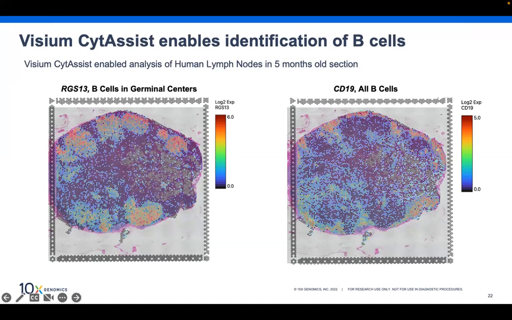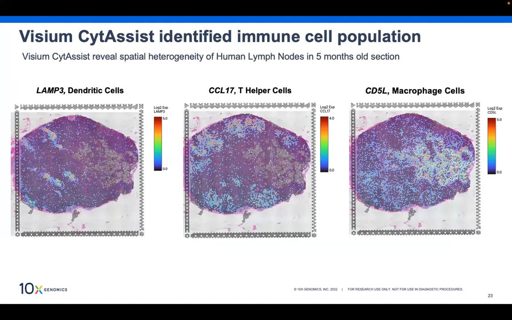In this case, you can see we looked at markers RGS13 for B cells within germinal centers, and then CD19 for other B cells, a little more diffusely located through the specimen. And we have good spatiality in both sections, despite that time under coverslip, despite that time under that harsher medium. Our probes are still able to effectively access the mRNA once we decrosslink that tissue. Little more data where we focus on immune cells here. Dendritic cells, helper T cells, and then macrophages we were able to identify within these sections that have been on archive slides.